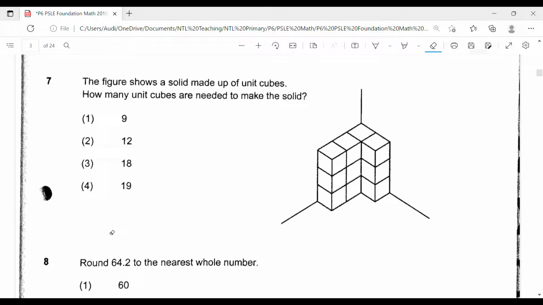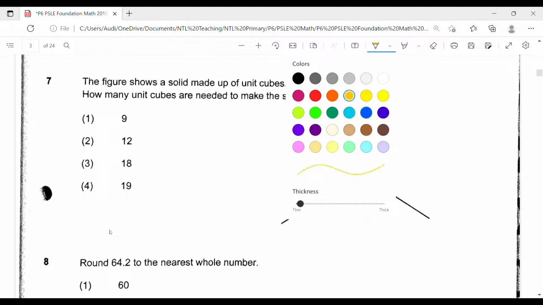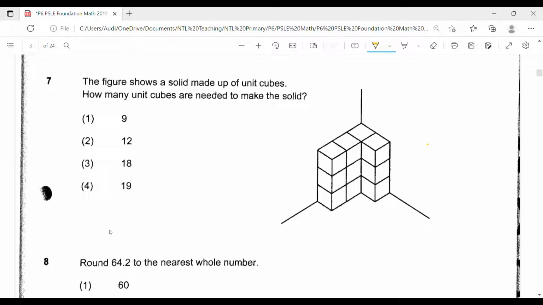Question 7. The figure shows a solid made up of unit cubes. How many unit cubes are needed to make the solid? Okay, there are several ways to do this. I'll show you one way first. We look at this column, okay?